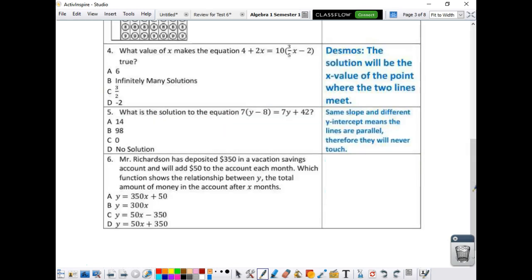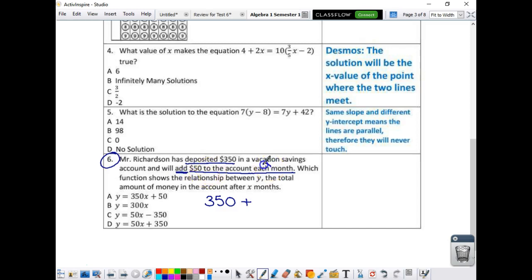Okay, question 6. Mr. Richardson has deposited $350 in a vacation savings account, and he's going to add $50 to the account each month. Which function shows the relationship between y, the total amount of money in the account after x months? So he starts with $350, and then every month he's going to add $50.